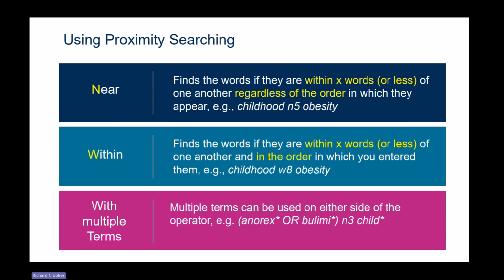So multiple terms can also be used on either side of the operator. If you look at anorexia or bulimia in children, you could, in parentheses, put anorexia truncated for anorexia or anorexic, or likewise bulimia or bulimic, using asterisk again, N3, so 3 words or less of child, and that's also truncated, so that would be child, childhood, children, etc. Okay, so multiple terms can be used on either side of the operator as well. Now, you may be familiar with this based on previous attendance at CINAHL and Medline sessions, but just to recap that in the context of this particular database.